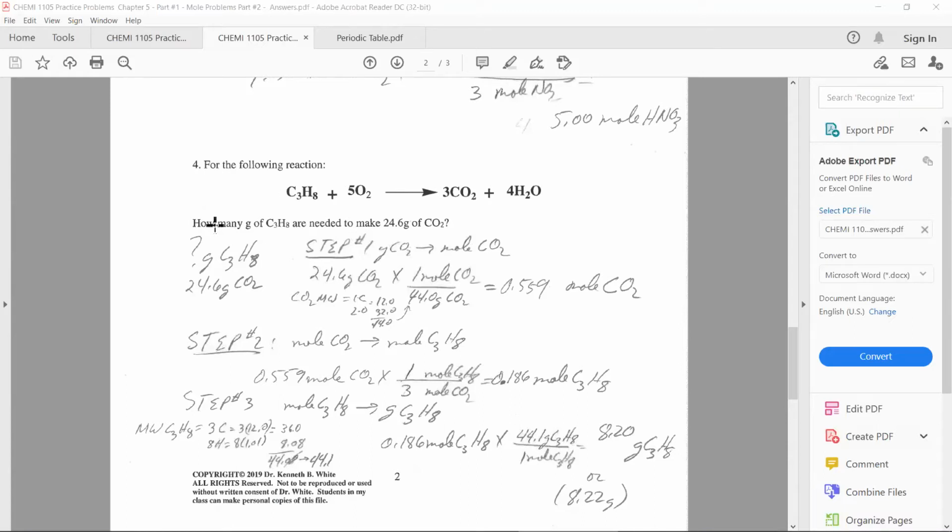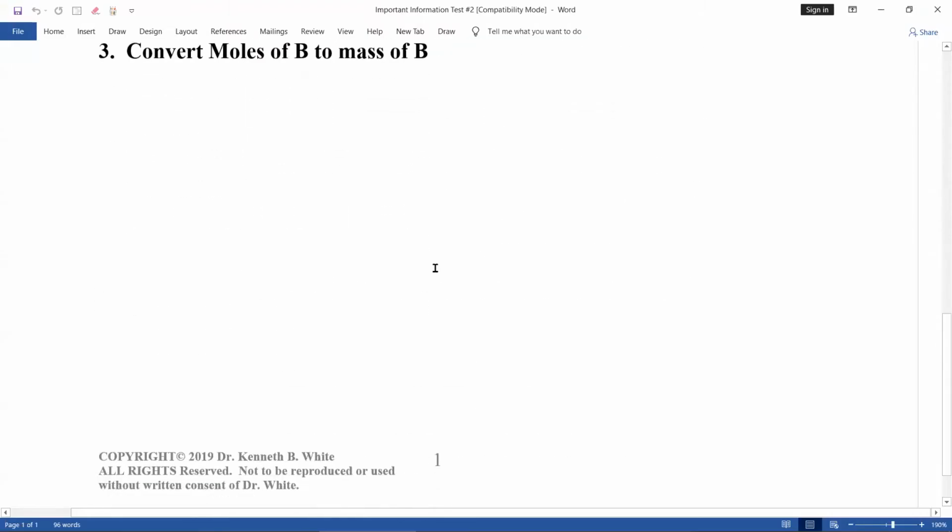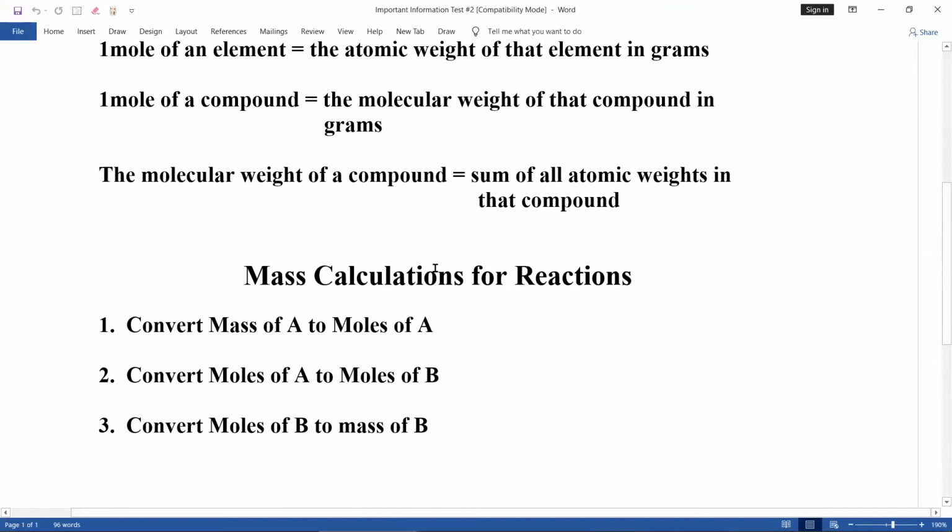Now, the question is, how many grams of propane, C3H8, are needed to make 24.6 grams of CO2? So we're trying to get grams of C3H8 propane. We're given grams of CO2. You're also given the balanced chemical equation, plus 10 points each. And therefore, as soon as you say grams to grams in a balanced chemical equation, you know that's a mass calculation for reactions.